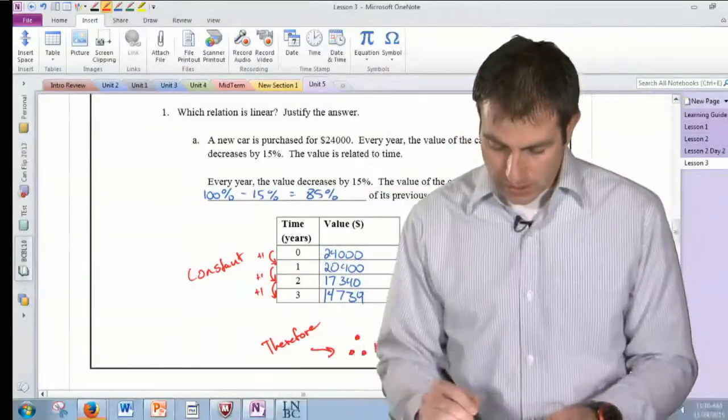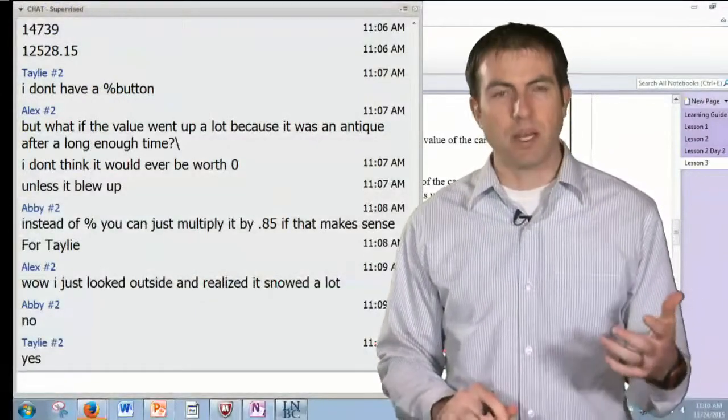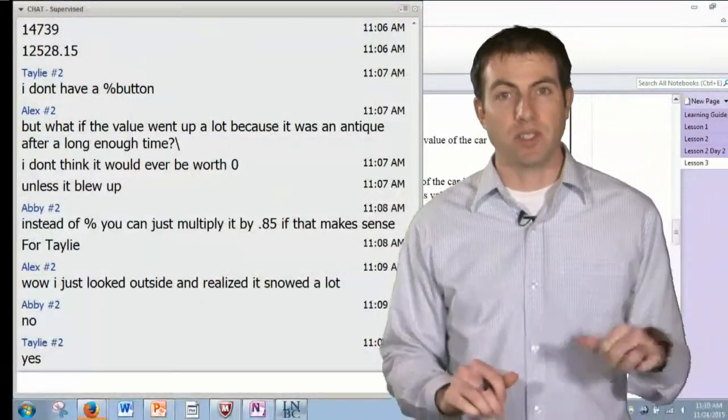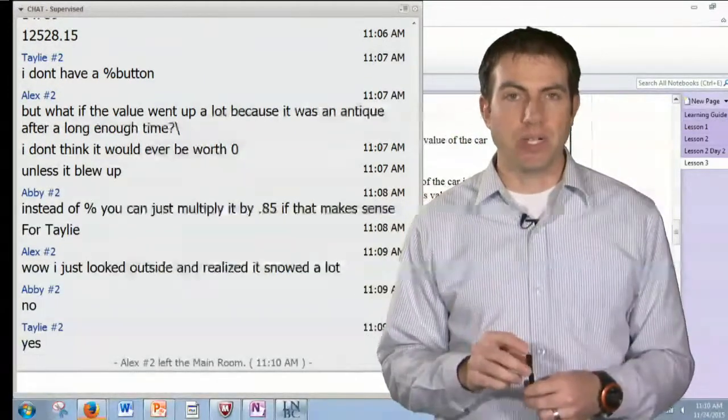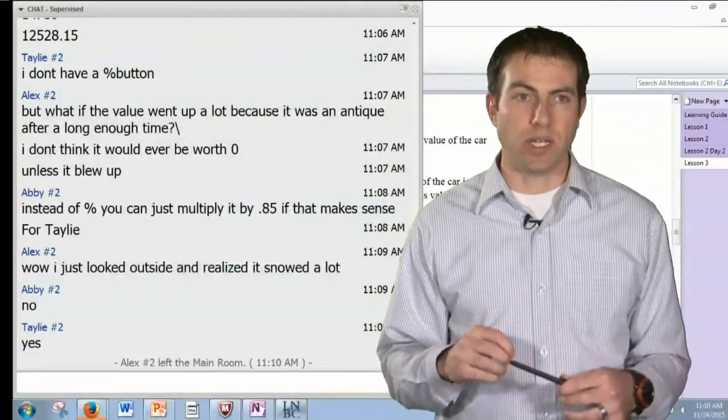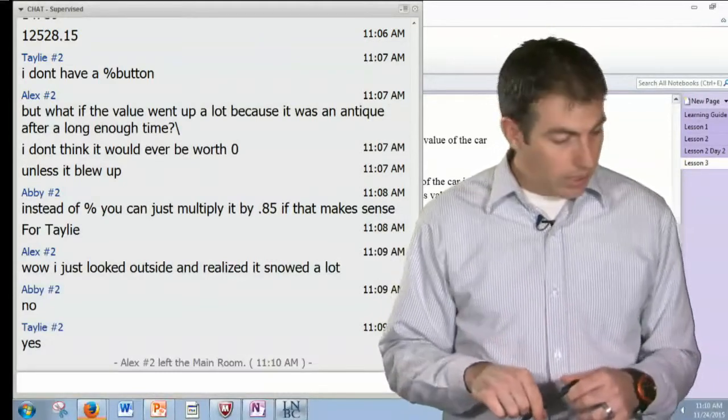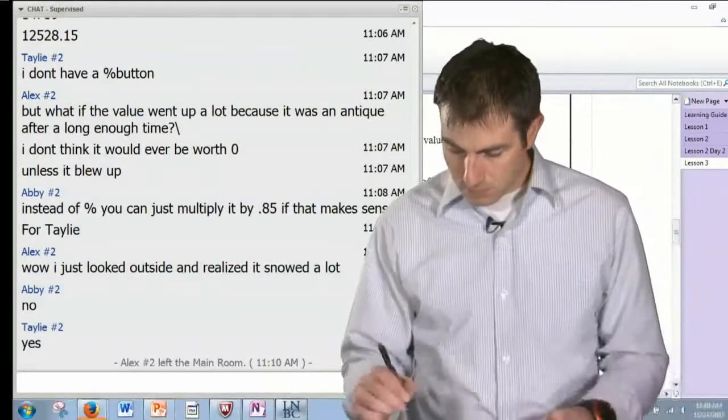Taylor's seen it before. There's questions about multiplying by 85%. Generally speaking, calculators won't have a percent button. You just divide it by 100. 85 divided by 100 gives us 0.85. So that usually works for that.